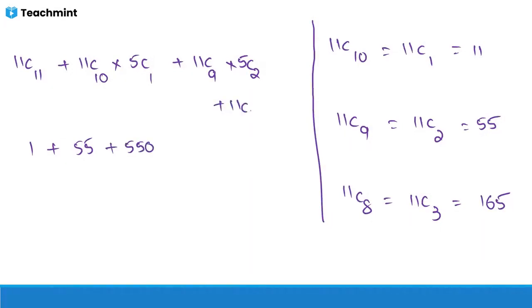Whereas the next one, 11C8 into 5C3, which is 1650. This is 2200. I hope you got 2256. Let me check once regarding the calculations.